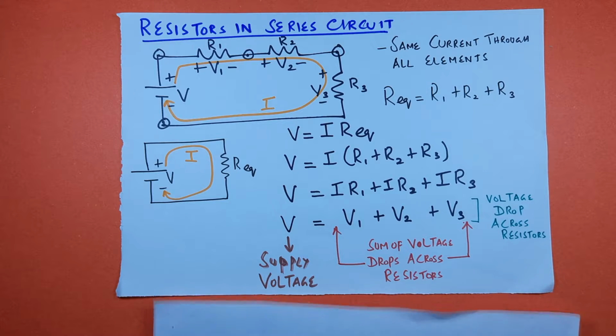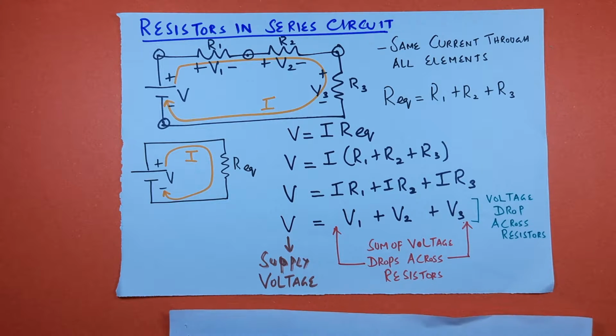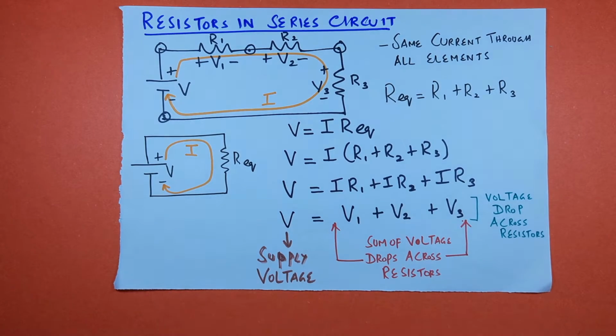So we can write the supply voltage V, or source voltage, equal to, in a series circuit, the sum of voltage drops across the resistors. So in a series circuit, the supply voltage equals the sum of voltage drops across series resistors.